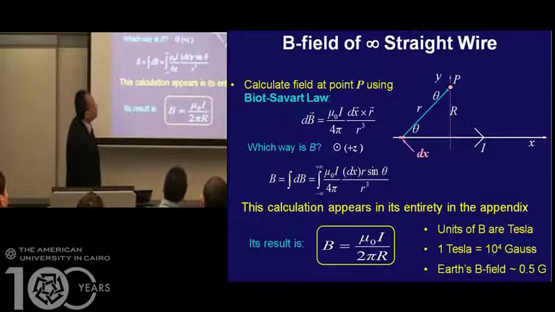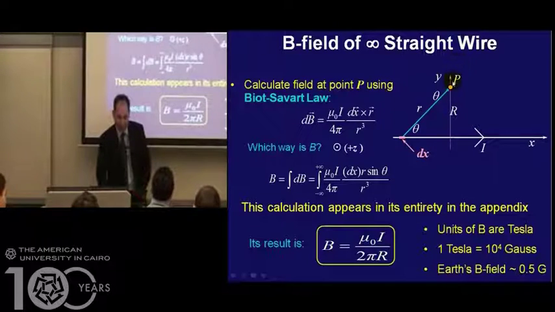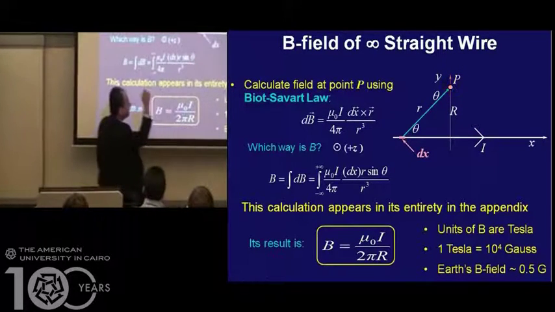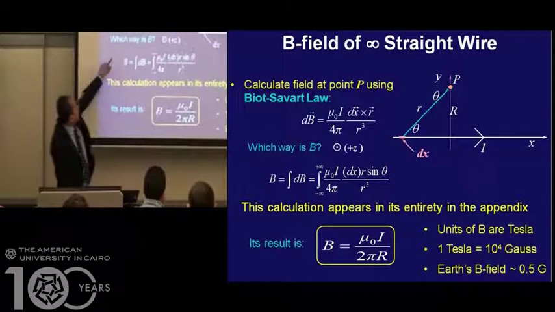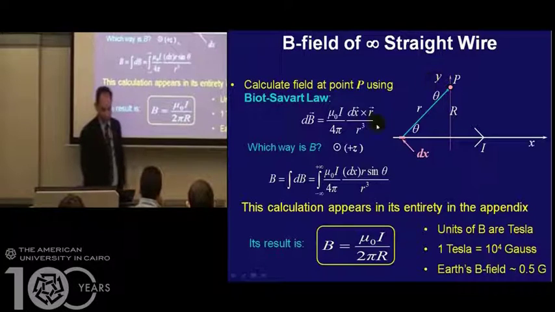So, what is the direction of the magnetic field at point P? It's out of the board. So this is the direction at the point P, and it's in the positive z direction. We get that simply. Now let's get the magnetic field.